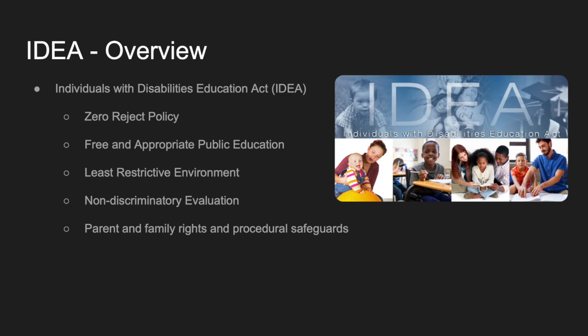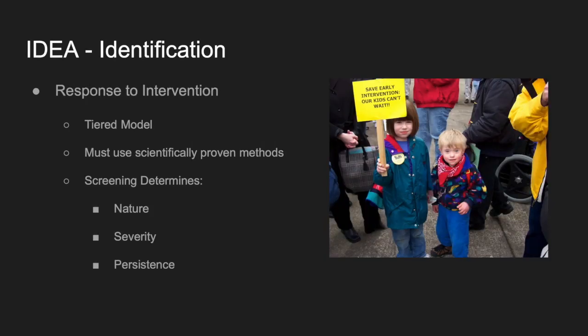And then finally, parent and family rights and procedural safeguards. Basically, parents have a right to confidentiality. They have a right to be consulted. They have to give their approval before a student can be admitted into testing for a disability. And the procedural safeguards also come in to take care of when there's a difference of opinion between educators and parents.